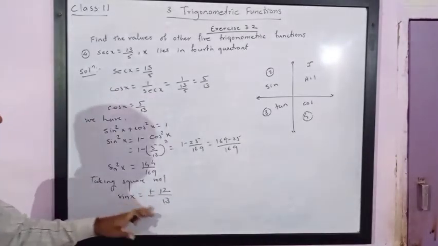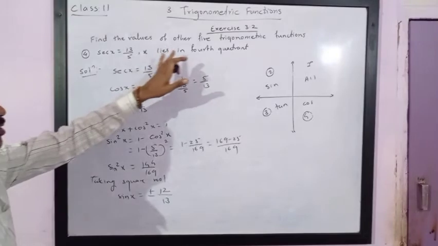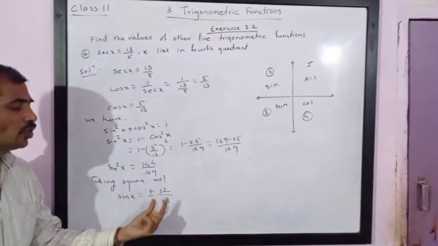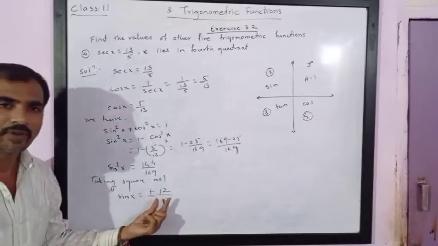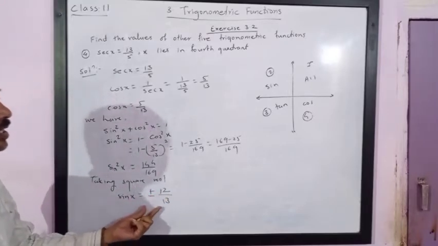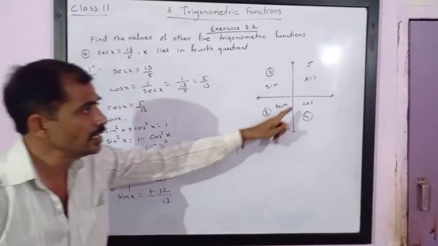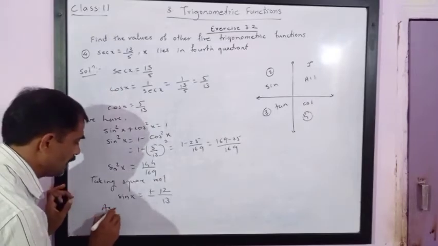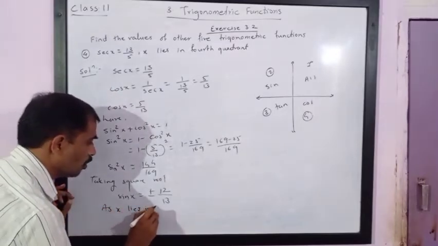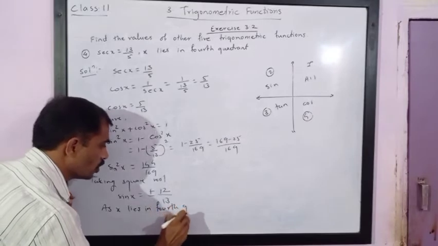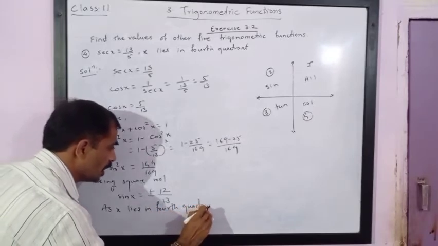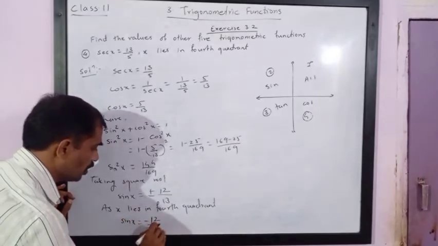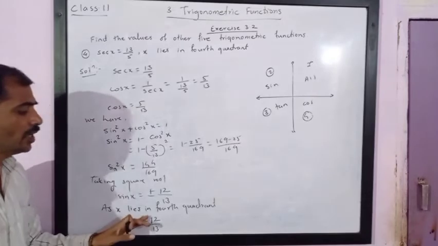But please note here, x lies in the fourth quadrant. We have got two values, sin x is equal to positive 12 upon 13, sin x is equal to negative 12 upon 13. So which do we have to take? We have to take negative, the reason is it lies in the fourth quadrant, which means sin must be negative. So as x lies in the fourth quadrant, it is negative. So we will get sin x is equal to negative 12 upon 13.